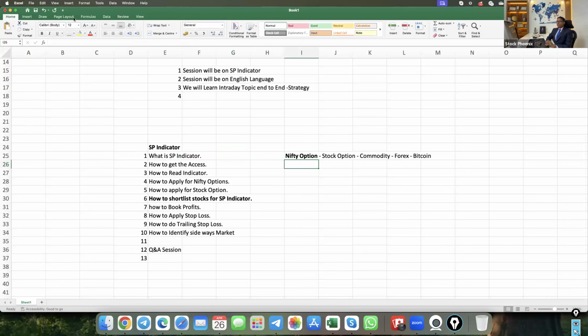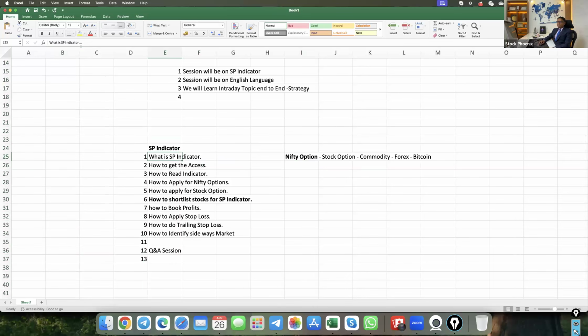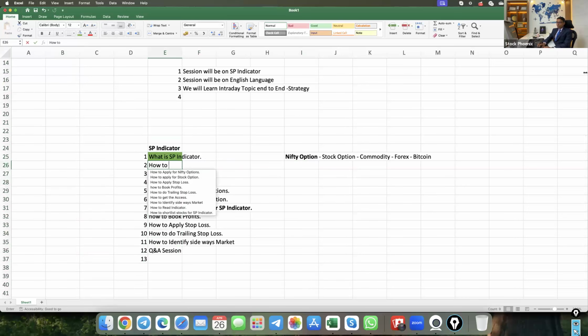Am I clear where SP indicator has been used? Any confusion? This has been completed. It's an automated tool designed at Stockfinics. I'm marking this as complete in green color. If any doubts, please ask me right now. Next is how to add SP indicator.